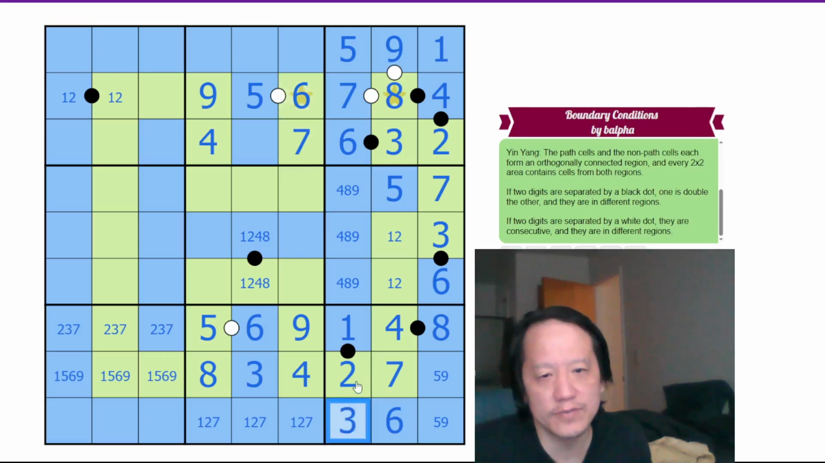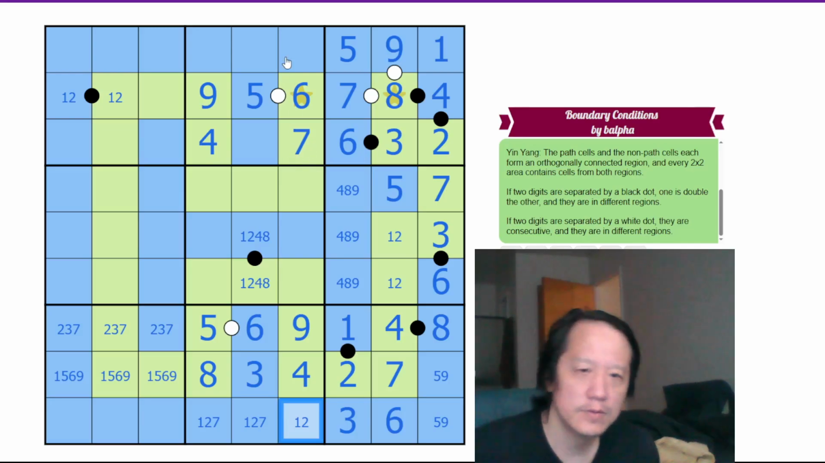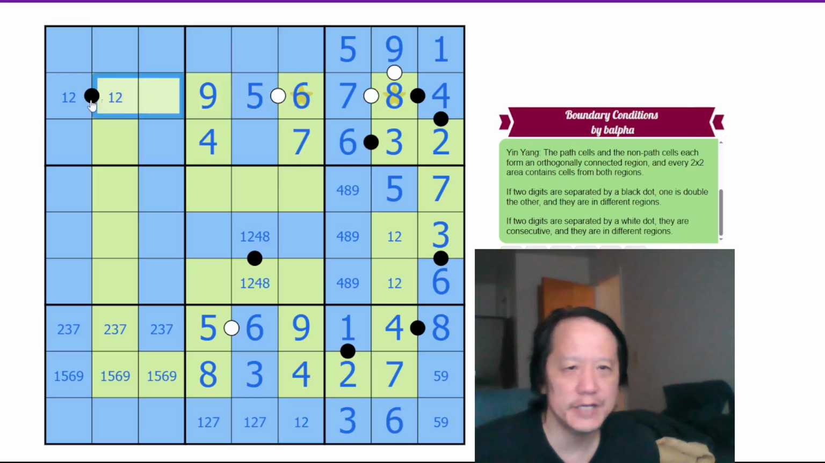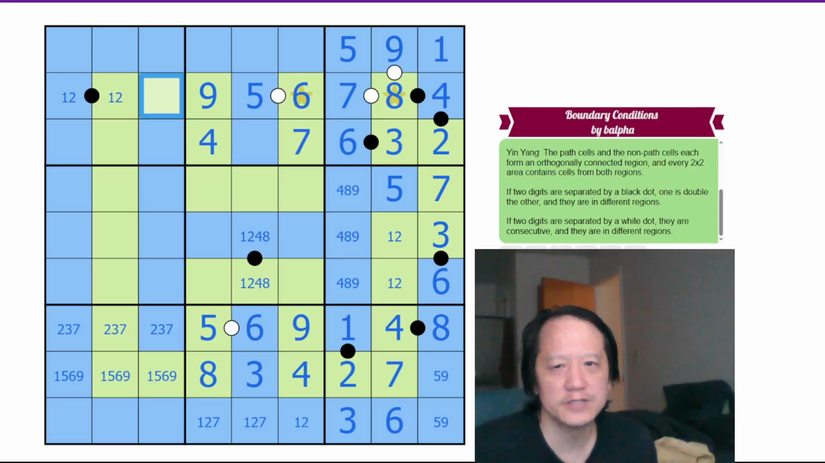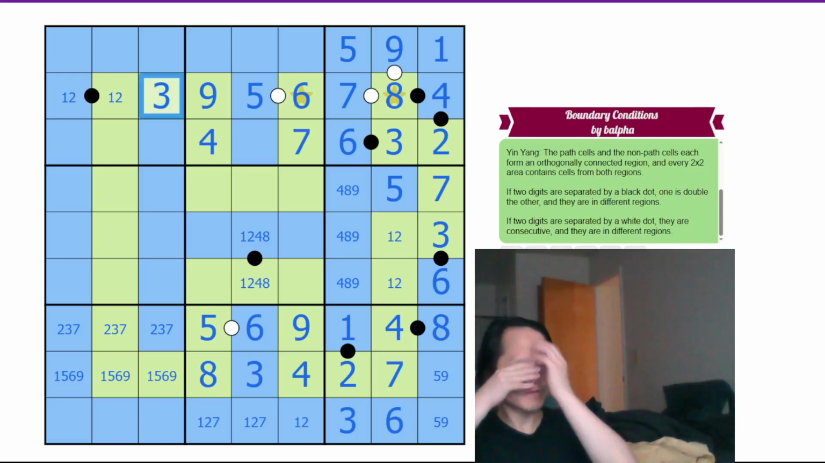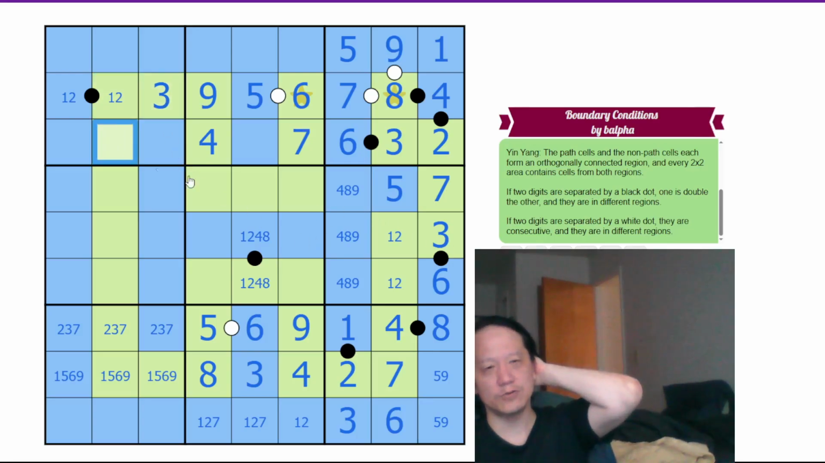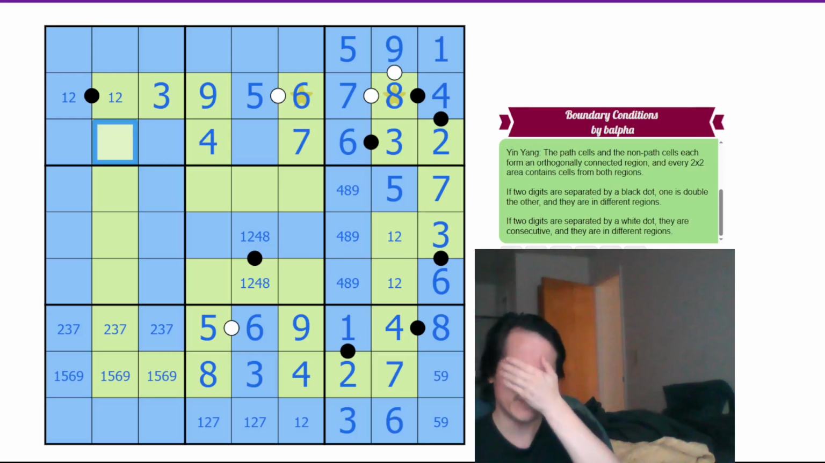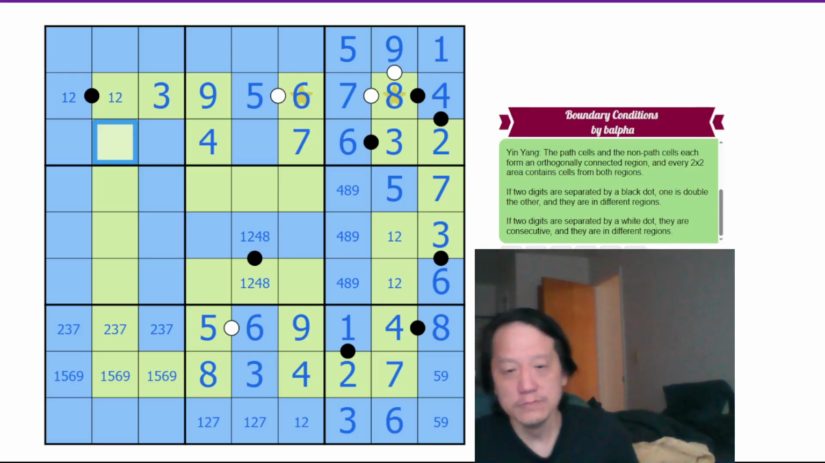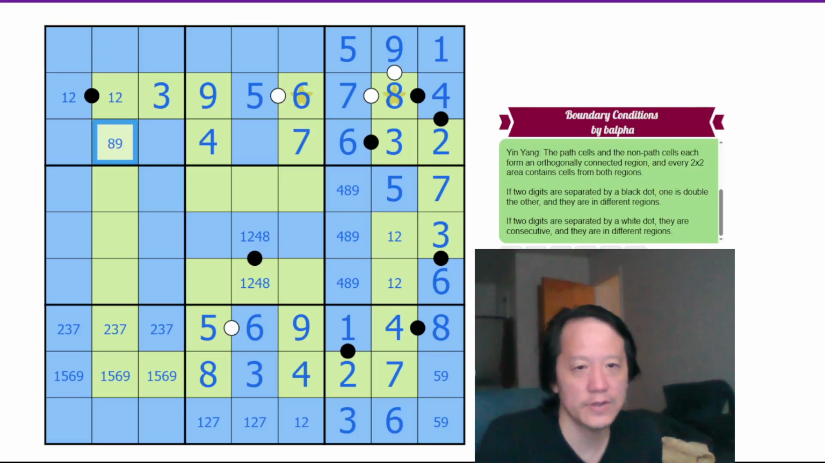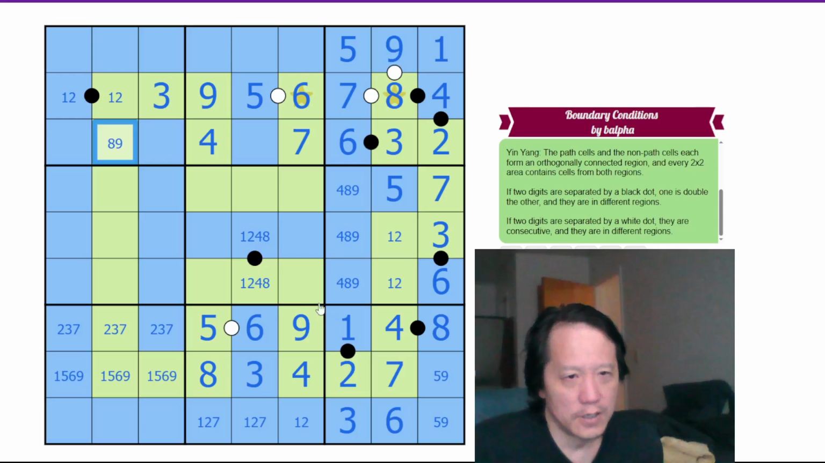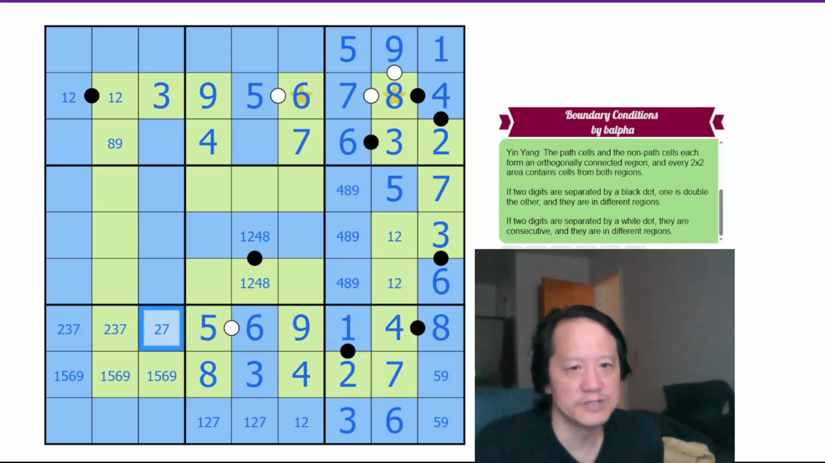7 eliminates 7 here. Remaining digit in row 2 has to be a 3. So this adds up to 13. It's either 1, 3, and 9, or 2, 3, and 8. 3 eliminates 3 in the rest of the column.